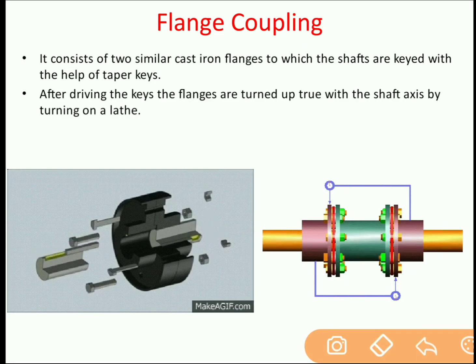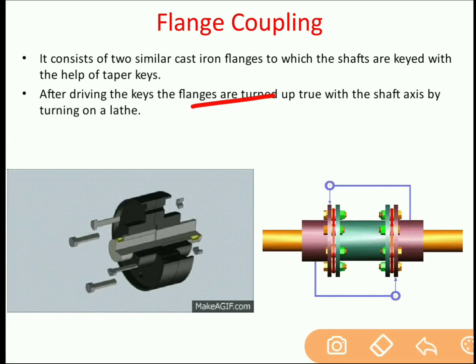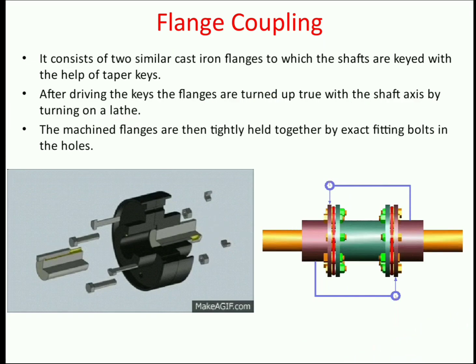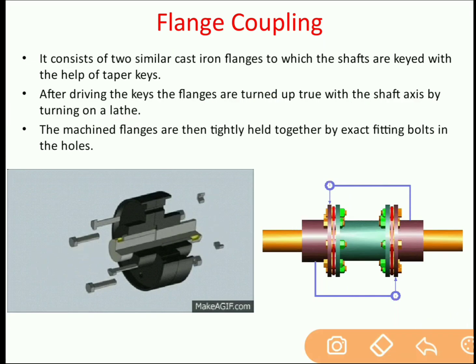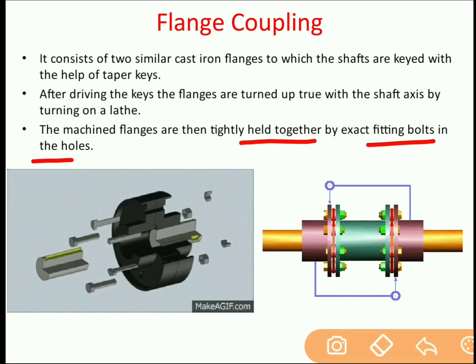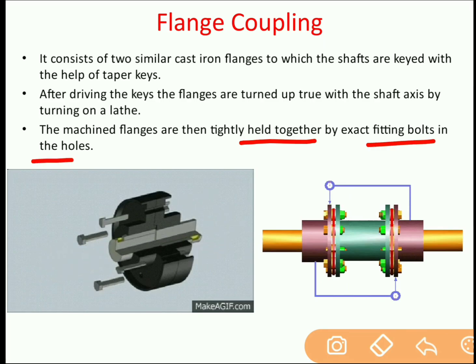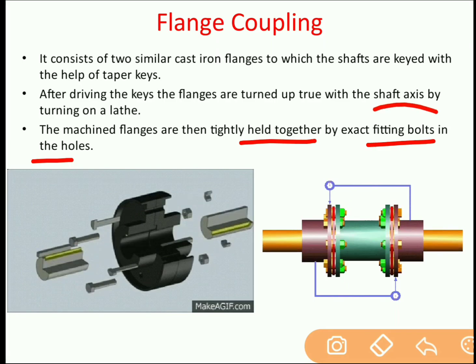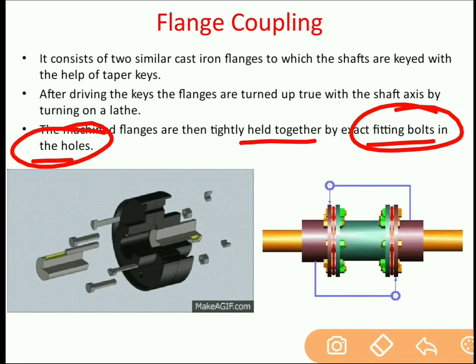After driving the keys, the flanges are turned true with the shaft axis by turning on a lathe. So after the keys are inserted, these two shafts are aligned in one direction. The machined flanges are then tightened, held together by exact fitting bolts in the holes. Once the shaft is connected, the flanges are held together by the exact fitting bolts in the holes.